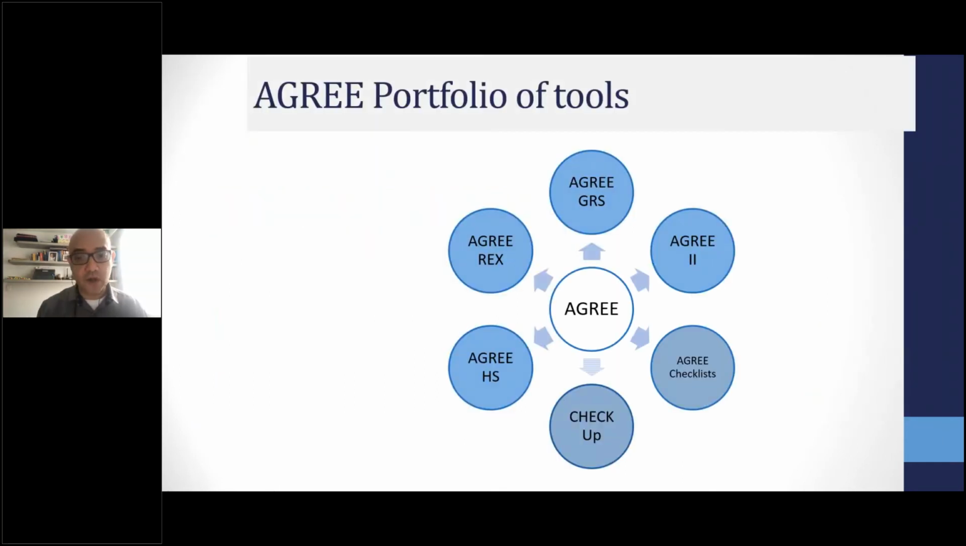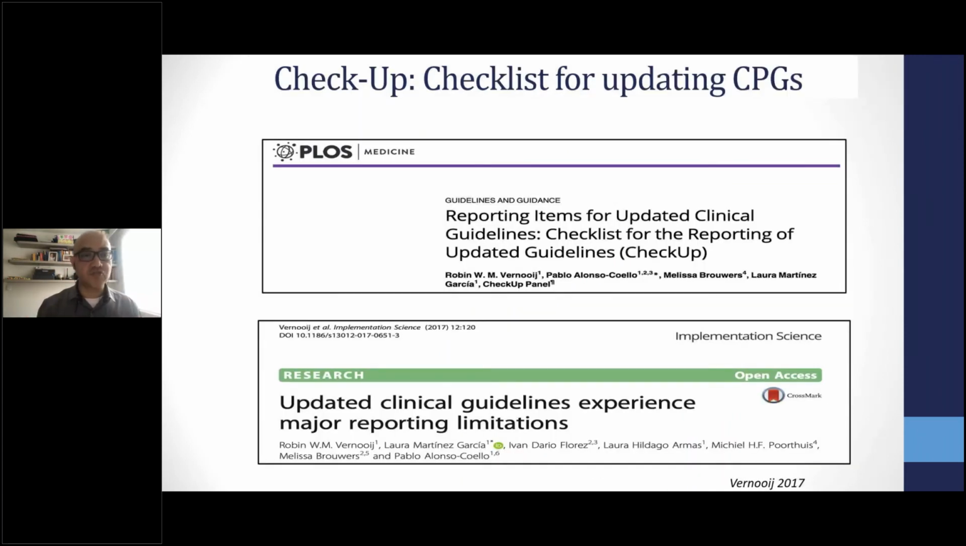Next, please. This was a checklist that we created in a collaboration between our team at McMaster and the team of Pablo Alonso Coello in Barcelona, in Spain. We created this checkup, which is a reporting checklist to evaluate what are the items that should be covered in a guideline that has been adopted. We published this in PLOS Medicine in 2016, and in 2017 we published the first assessment of updated guidelines with the checklist.